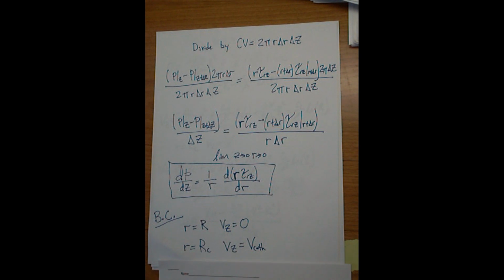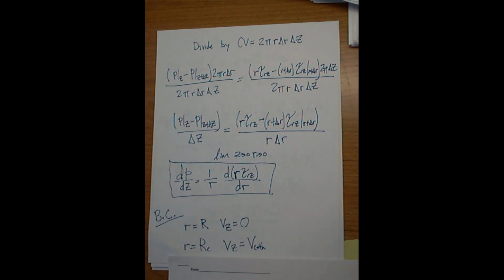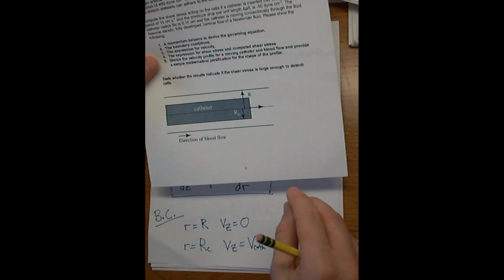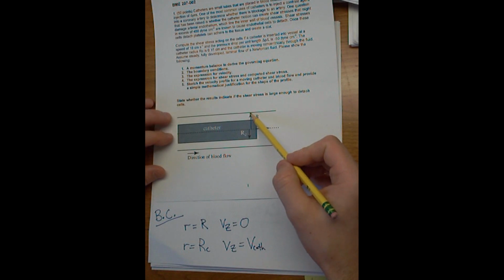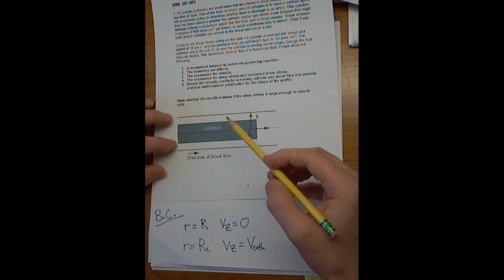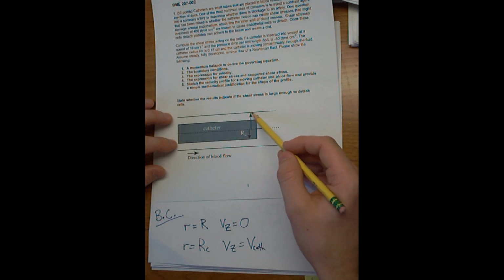Now our boundary conditions for this case are no-slip conditions. One of them is at the wall. If you look at this right here, at r equals big R, you have this solid surface here that is not moving. It's the wall of the blood vessel, so your Vz is equal to 0.